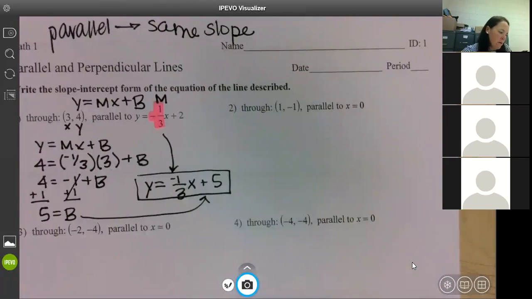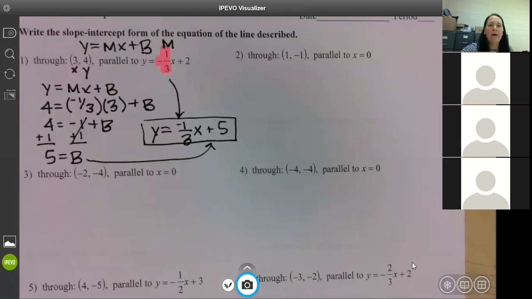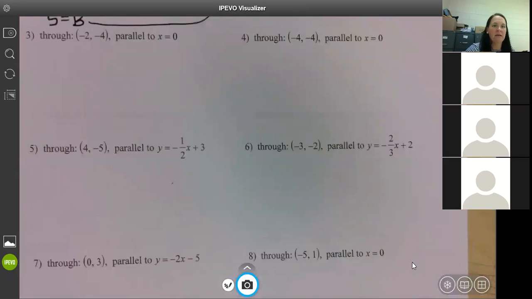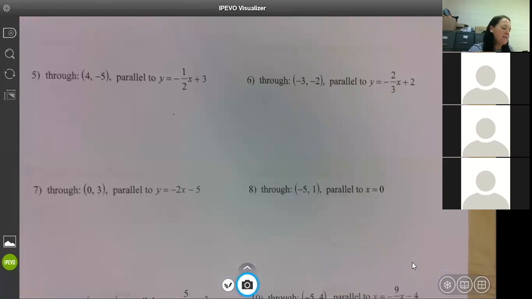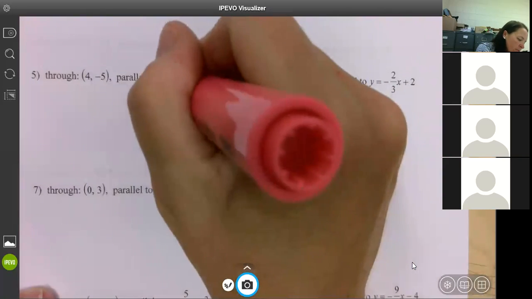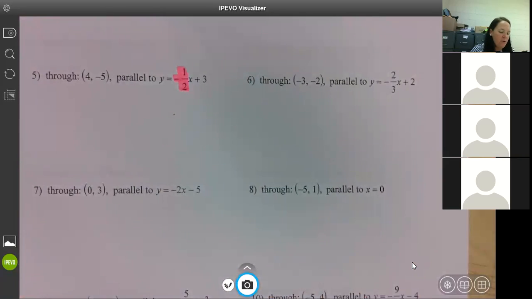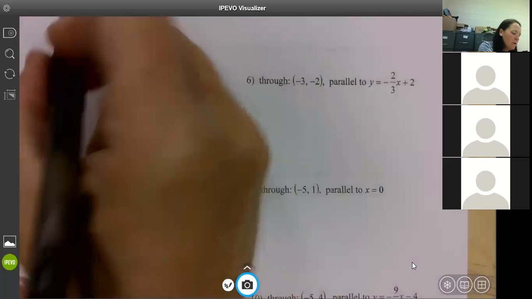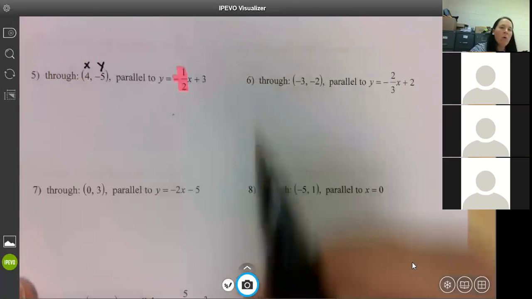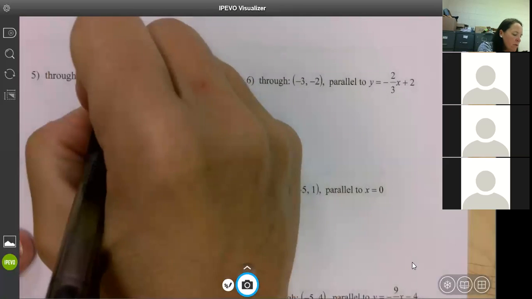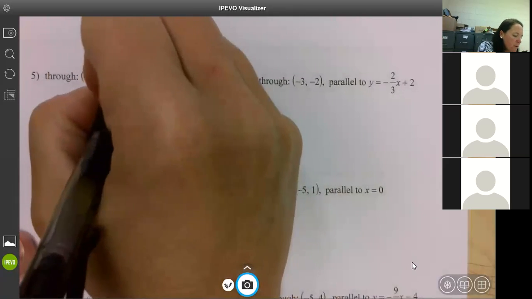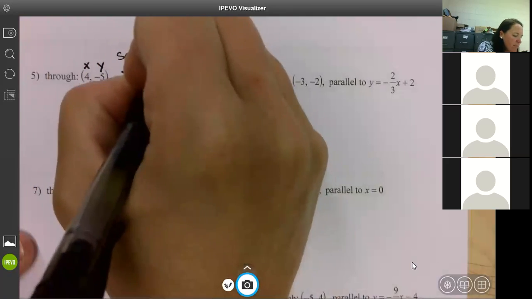All right. Let's not do 2, 3, or 4 yet. Let's go to number 5. I'll come back to those though. Those are really, really easy, okay? So number 5, the only thing we need from that equation is it says parallel. So we're going to do the same slope. And you have an X coordinate and a Y coordinate. Okay, so remember, parallel means same slope.